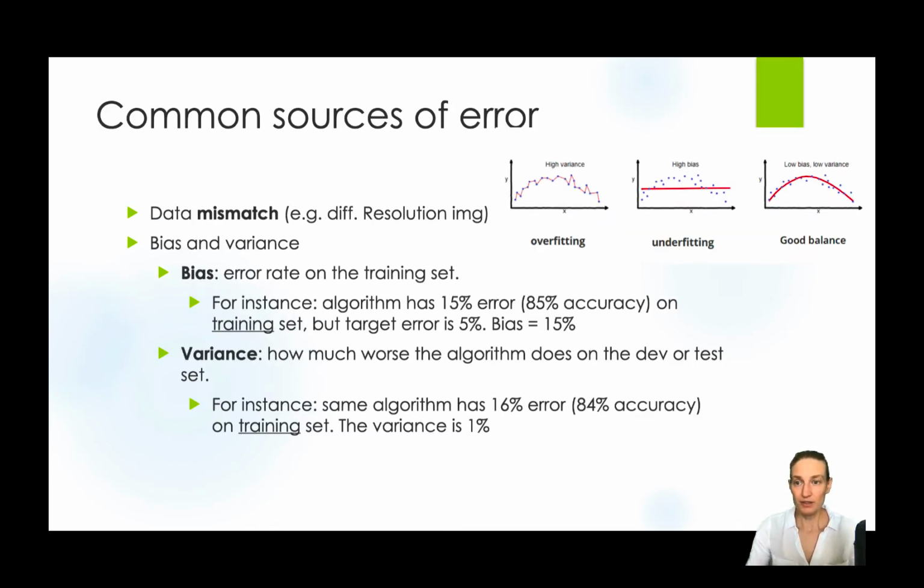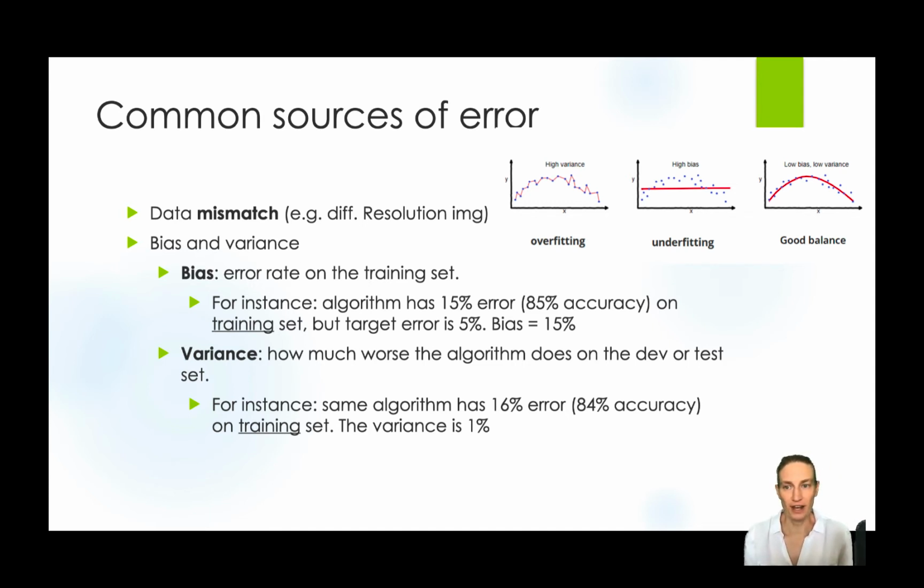Now, there are a few common sources of error when we are training our models. Okay, first one is data mismatch. It could be that you're training on the MNIST data set, which is small numbers. We'll look at this data set later. It's sort of the hello world of machine learning. But maybe the actual images that you're testing on have a different resolution. That's what we call data mismatch.